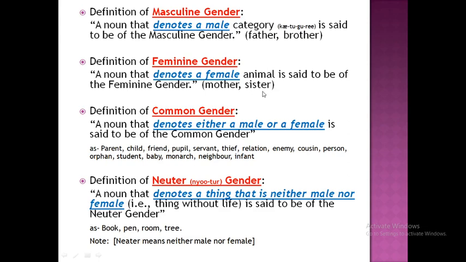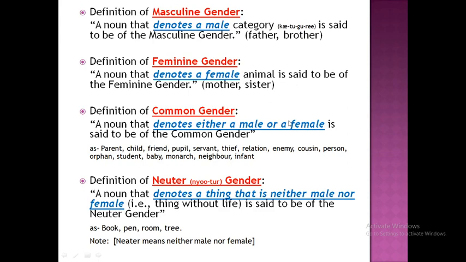When we call a nurse, that too is a female category. So these all female categories come in feminine gender. Feminine means a noun that denotes a female, that is feminine gender. Next one is common gender.